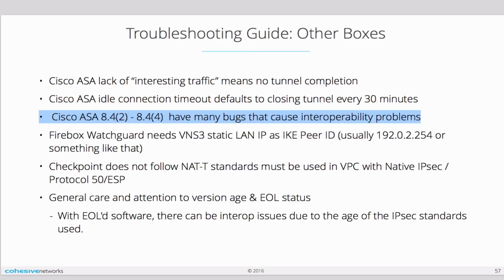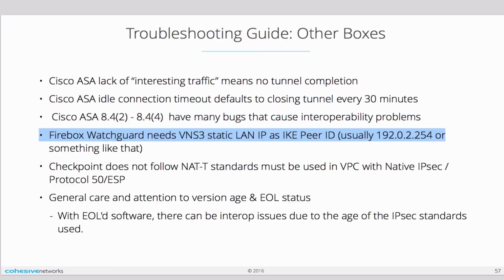Cisco ASA 8.4, anything 8 with an 8.4 in it, there were just so many bugs in this that we cannot keep a connection to the device. As soon as they came out with 8.5, we were fine. Everything before 8.4.2, we were fine. But there was just so many bugs in this stretch here that we cannot keep a stable connection to that. Firebox Watchguard for sure is going to need our local private IP set as its remote peer ID.